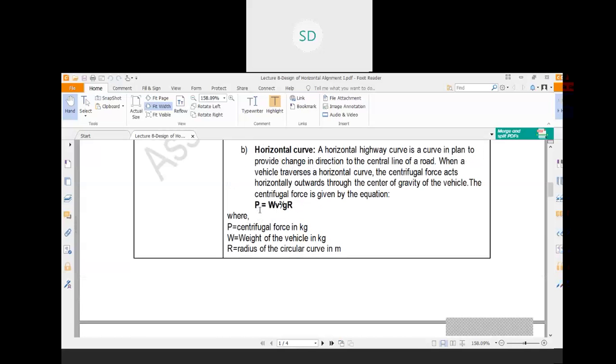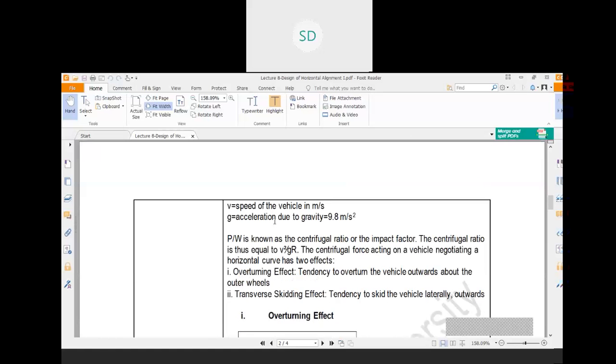So this is the equation for the centrifugal force. From this equation, the ratio P by W is called the centrifugal ratio. So your centrifugal ratio P by W is equal to V squared by G R.